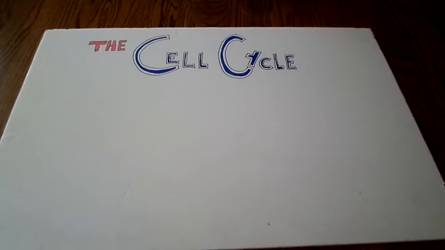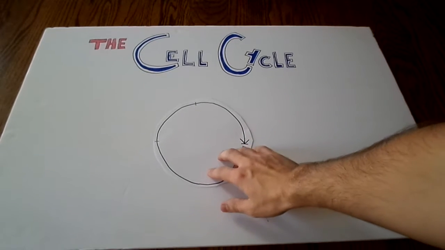Today we're going to be learning about the cell cycle. All cells go through a life cycle just like people do, just like any living organism does. But on the cellular level, they also go through a cycle of life. So we're going to represent that right here as a circle.